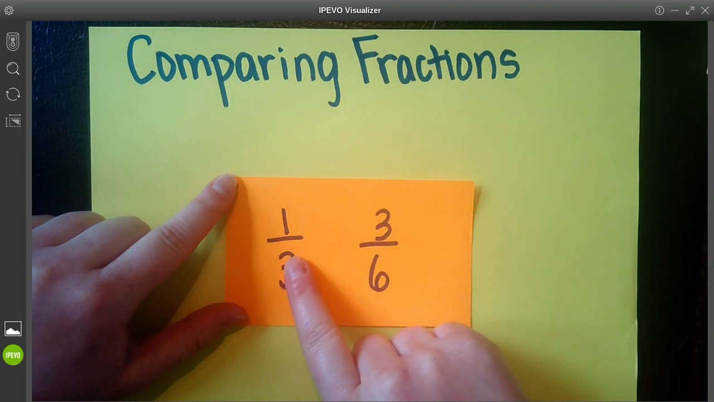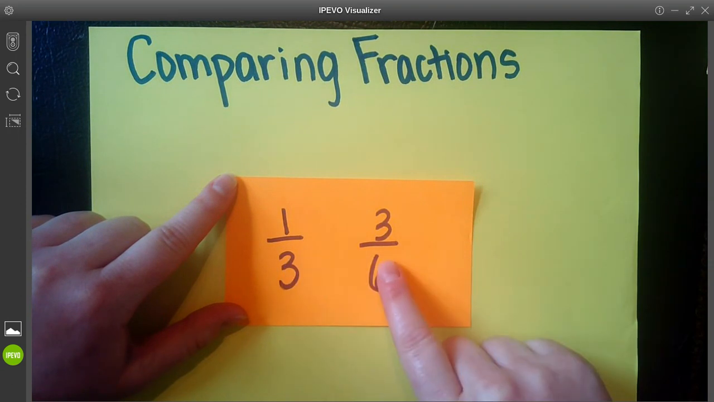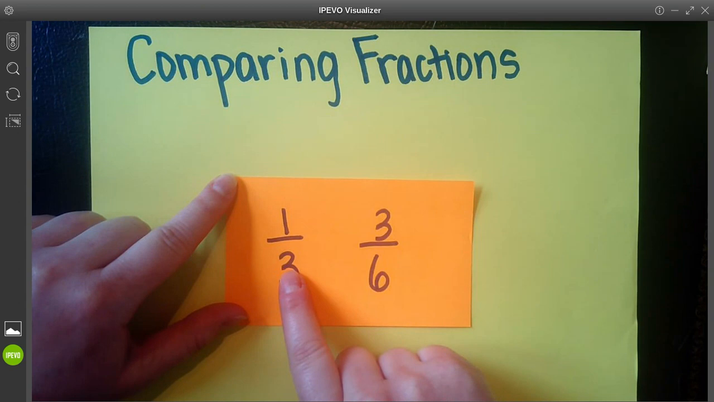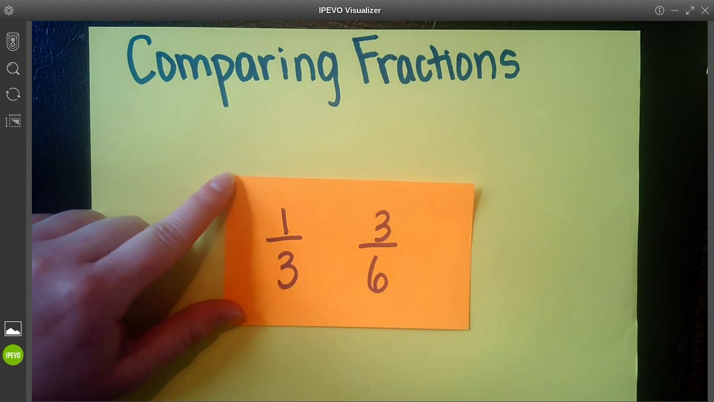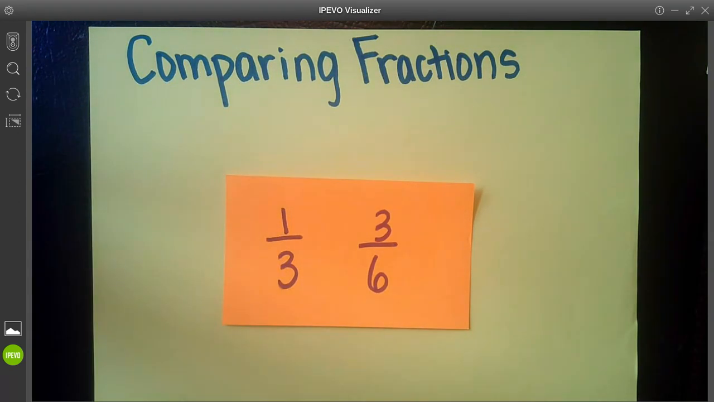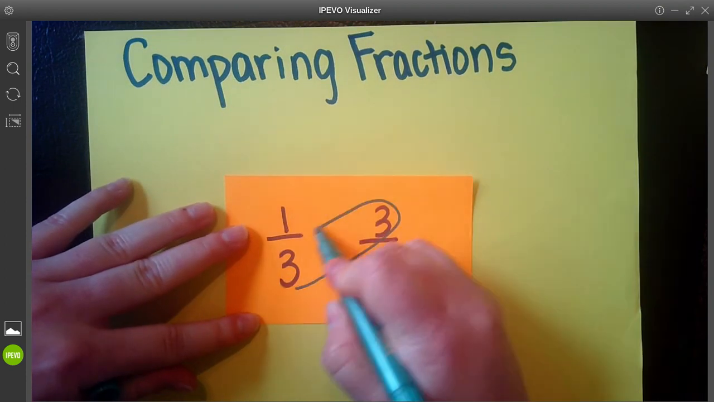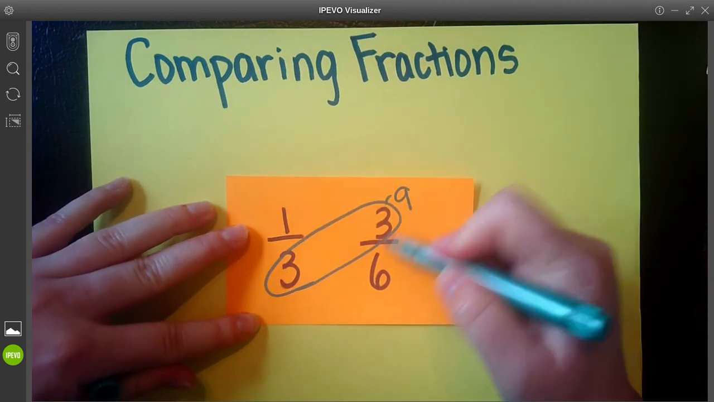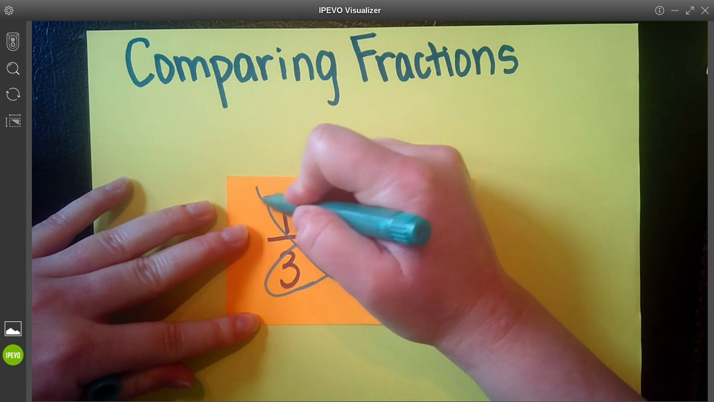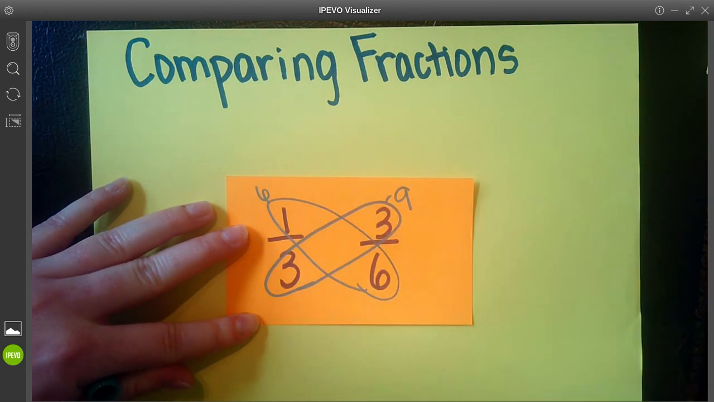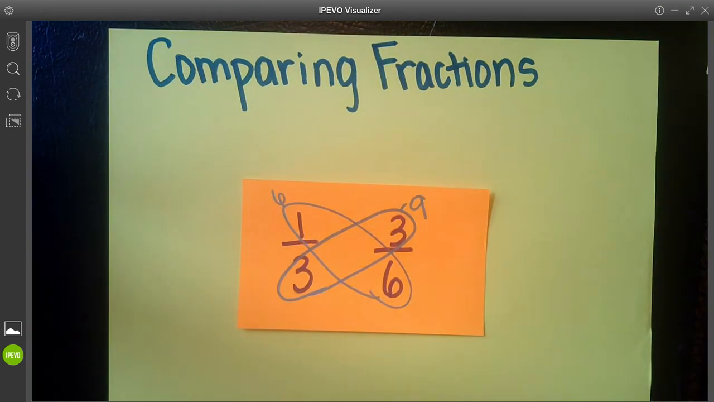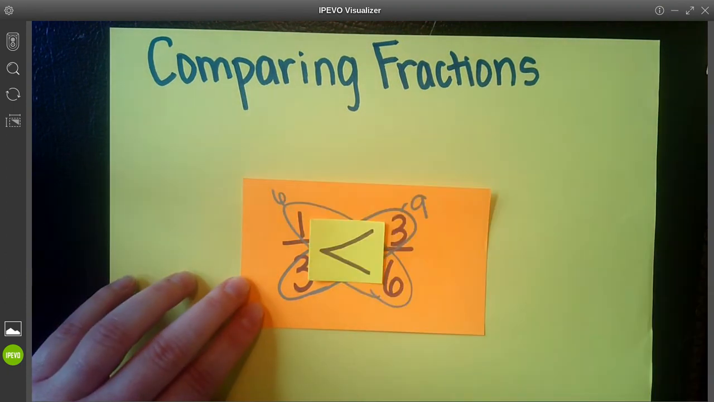Well, 3/6, that'd mean half of them, right? So if this is less than half, and this is half, I can then infer that this one would be less, right? Again, we have our trusty butterfly cross method. 3 times 3 is 9. 1 times 6 is 6. 6 is less than 9. So we can say that 1/3 is less than 3/6.